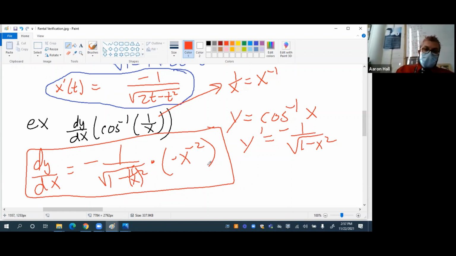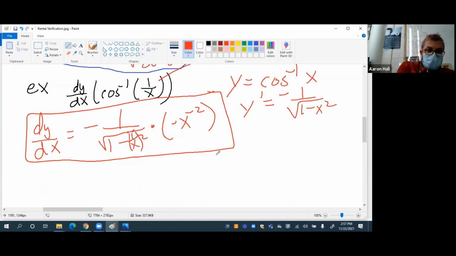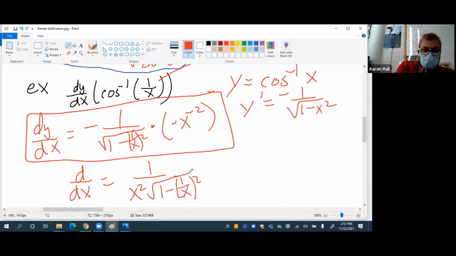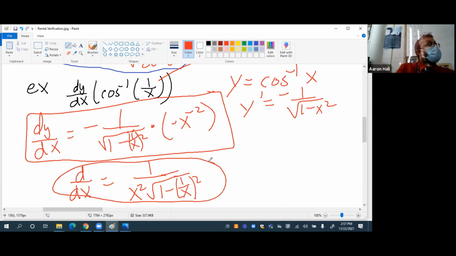I'm guessing though that the answer that's going to be given to us as multiple choice would be this one here. So negative times the negative is a positive. This is a negative x, and I'll move it to the denominator to get 1 over x squared times the square root of 1 minus 1 over x all squared, something like that. That's probably going to be your multiple choice option. Okay, moving on unless you have a question.